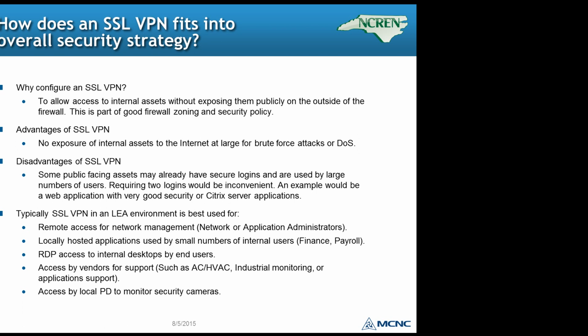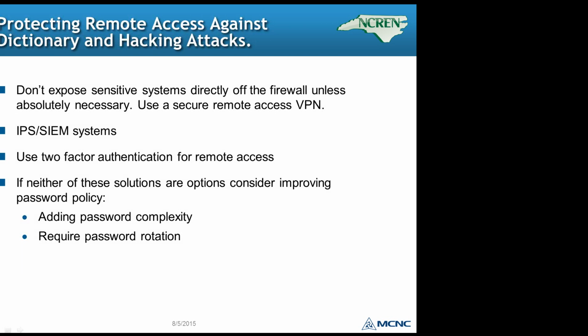So we'll talk now a little bit about, putting this all together, how do you protect the remote access that you offer against dictionary and hacking attacks? Basically, it's like we've said here many times, don't expose sensitive systems directly off of the firewall unless absolutely necessary. Like I said, for those few secure apps where it makes sense, it's probably okay. But for the most part, you want to try to use a VPN if you can.